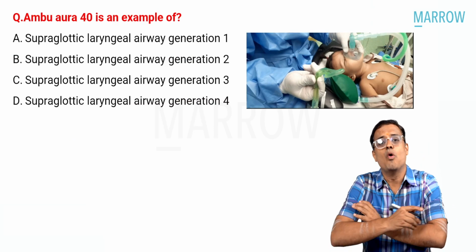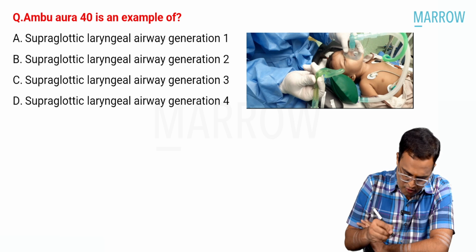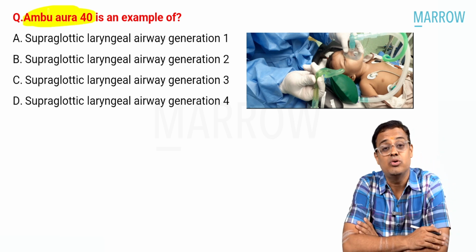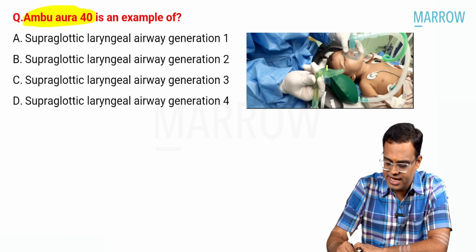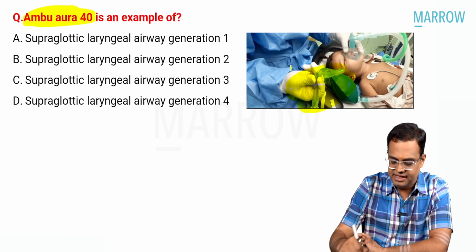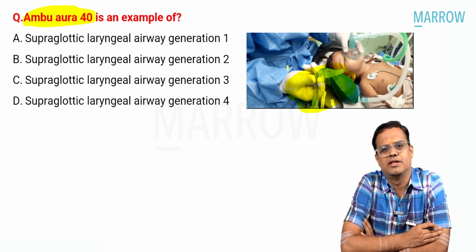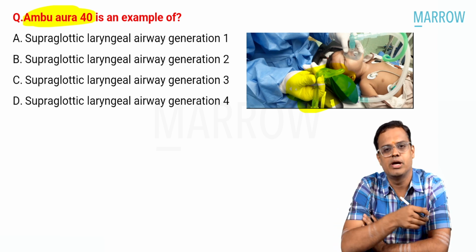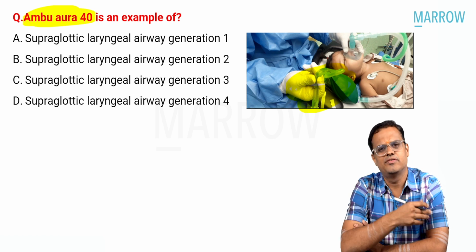Right. Now, this is the bouncer question. Ambu Aura 40. I don't know why this question has been asked in your entrance examination without an image. I have added this image. In the main video section, I have demonstrated how to put an LMA in a child. This is something I have done in my practice. So many times we do this LMA.